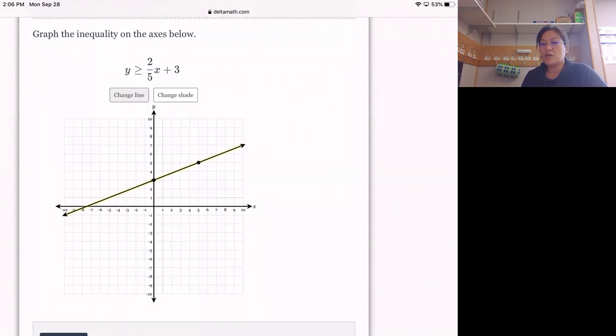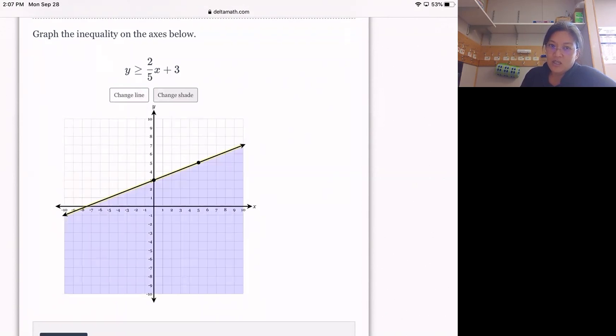So now I test the point and I substitute 0, 0 in. I ask myself, is 0 greater than or equal to 3? Because the 2/5 times 0 cancels. So is 0 greater than 3? It is not. So that means I don't want to shade below the line, I want to shade above the line.